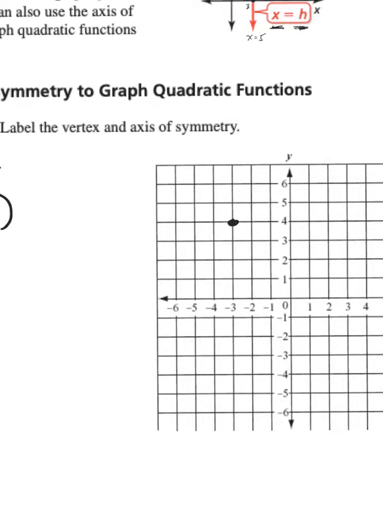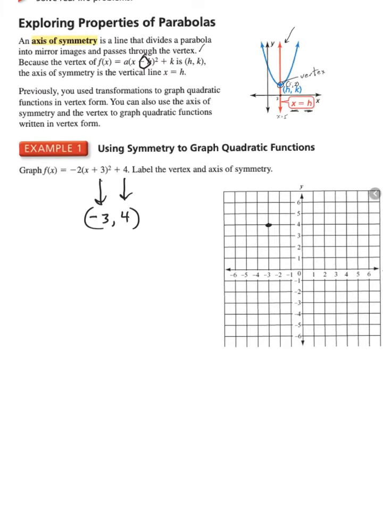And now, to help me later on, I'm just going to draw the axis of symmetry. The axis of symmetry goes right through the vertex. It is a line, and this line is going to be called, can you guess what it is? x equals what? Yes, -3.